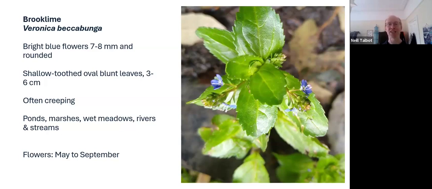And you get these shallow toothed and oval leaves that are quite blunt. They're fairly small leaves, about 3 to 6 centimeters, and it often has a creeping habit. So if you put some in a pond, it'll spread out from the pond, and we've got some in our garden, and it's spreading quite a long way. But it is a beautiful flower, and it's flowering now, and it does have quite a long flowering time.